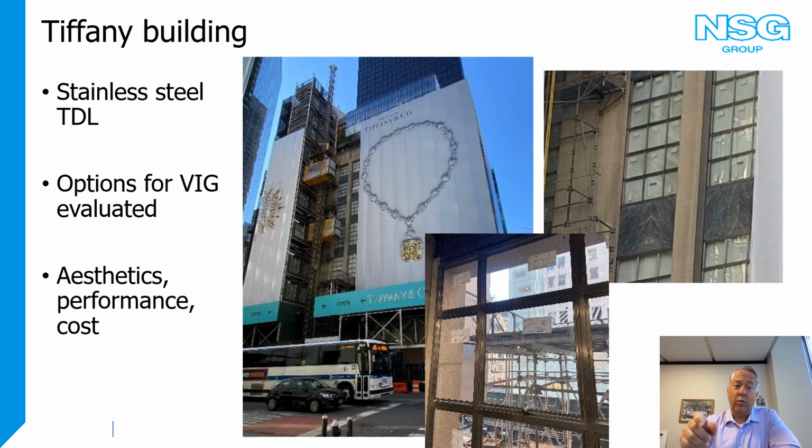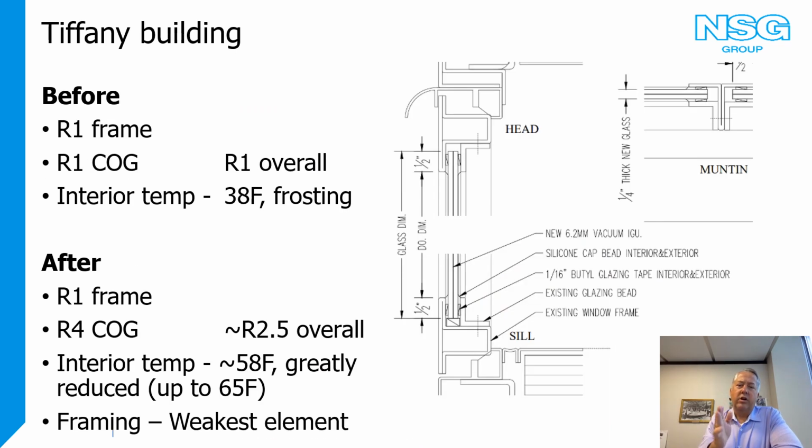I mean, they're really, really well done, very nice. And changing that, I think, probably would have changed the aesthetics of the building pretty significantly. But they had options. They looked at tempered VIGs. They looked at a number of different ones. And they were trying to weigh out the difference in terms of aesthetics and cost and performance and how the overall building performed. So if you look on this, they have about an R1 frame.